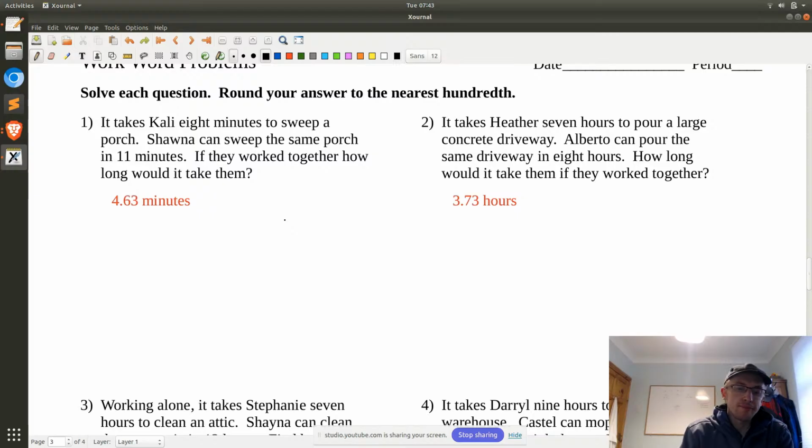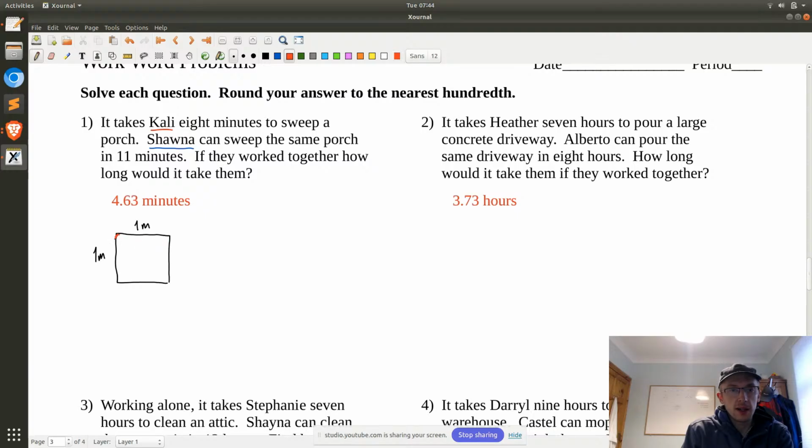Right, so let's say a porch is like 1 square meter. I mean, it's not, but let's just say that it is, just for simplicity's sake. Then Kali, who I'm going to do in red, and then Shauna, who I'm going to do in blue. Kali's going to go at their rate, which is they're going to cover this whole thing in 8 minutes.